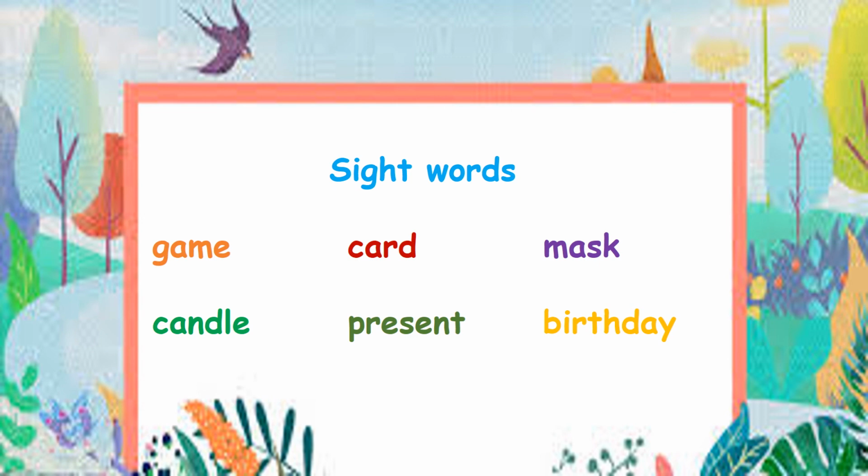Now here is the time to read the sight words. These words we have already done, but we are going to revise them again. Look at the first word, game, G-A-M-E, game. Card, C-A-R-D, card. Mask, M-A-S-K, mask. Candle, C-A-N-D-L-E, candle. Present, P-R-E-S-E-N-T, present.